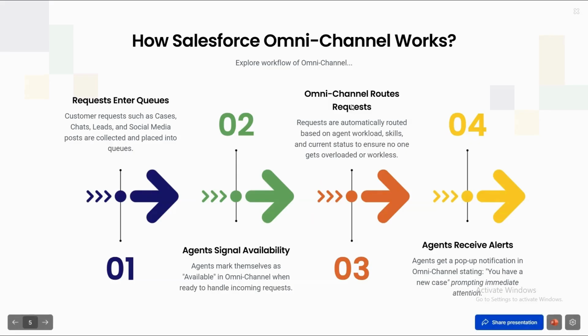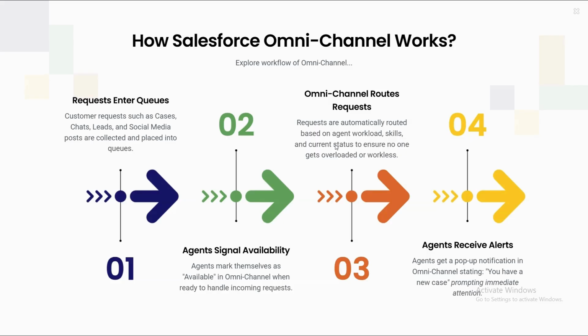Okay, then the system, that means Omnichannel, sends that request to the right agent based on their workload. Workload means how much work they have right now. Based on workload and skills. Skills means whether that agent has the required skill to perform that work or not. If they have the required skill, then fine, but if they don't have the required skill to work on that customer request, then that agent will be skipped.